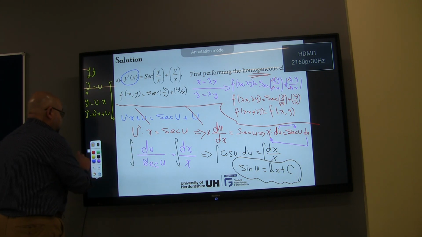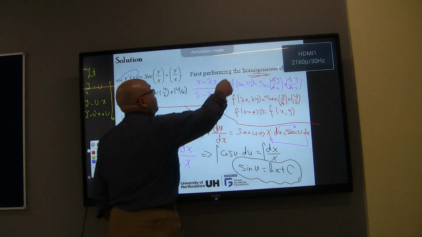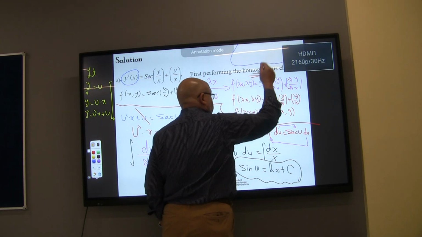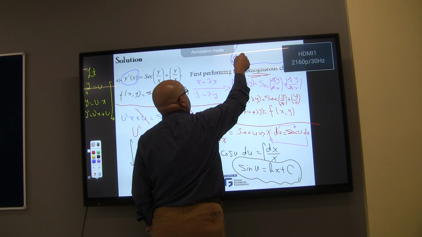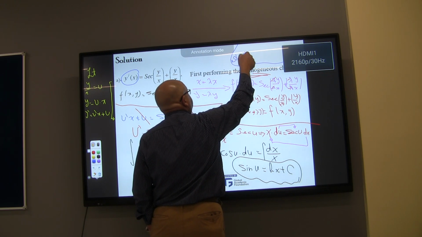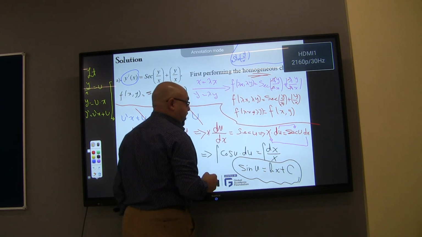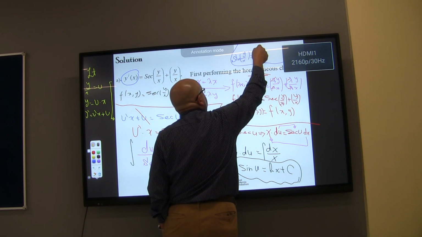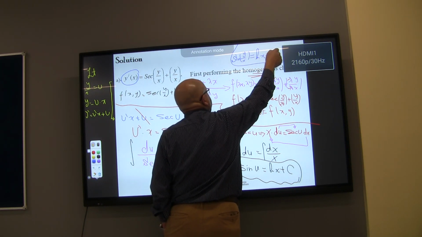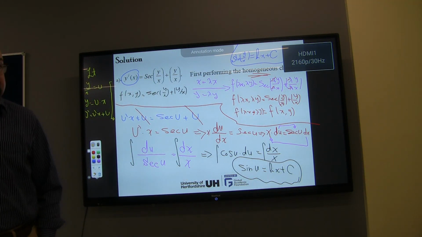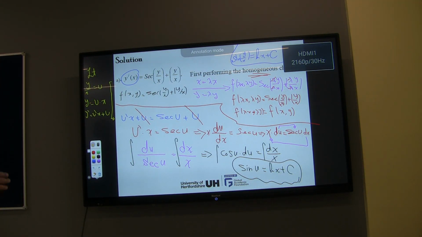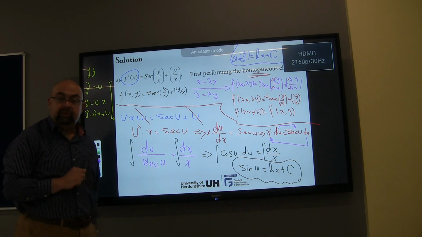Instead of dealing with this problem, I can rewrite it as the following. This is sine of y over x, and this is going to equal ln x plus a constant. So I got my general solution simply without any problems whatsoever, as you can see.